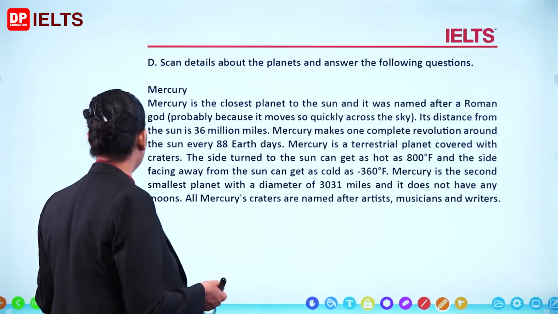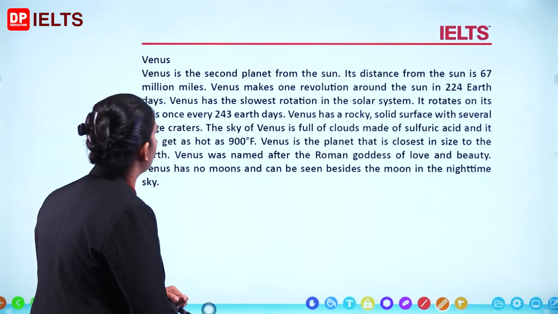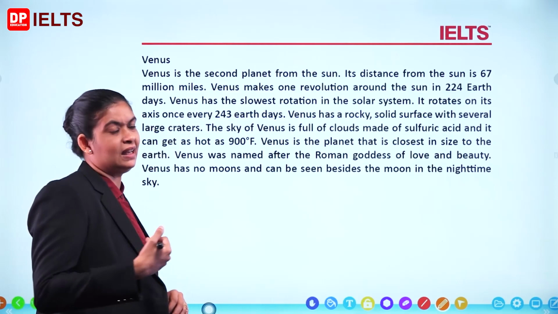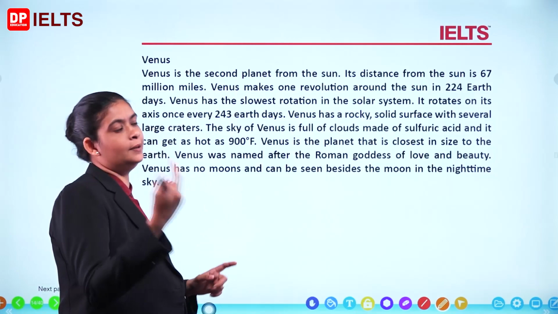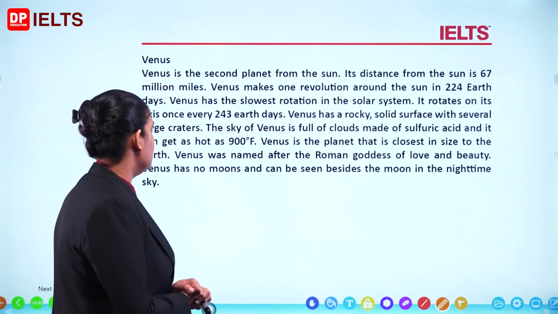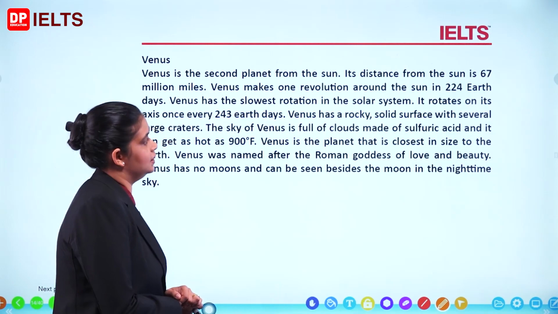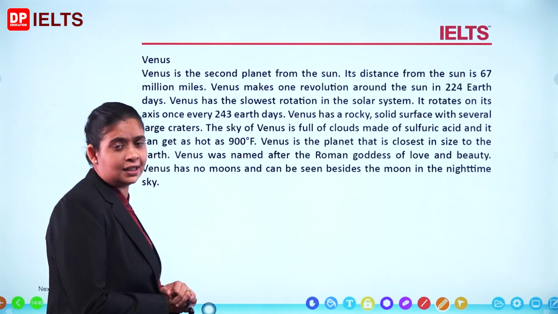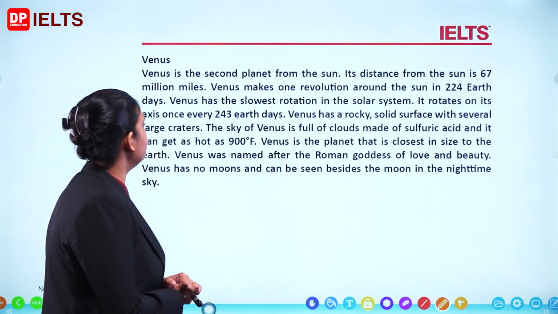Then you have Venus. Venus is the second planet from the sun. Its distance from the sun is 67 million miles. Venus makes one revolution around the sun in 224 earth days. Venus has the slowest rotation. It rotates on its axis every 243 earth days. Venus has a rocky solid surface with several large craters.